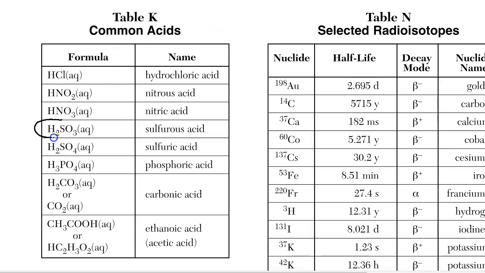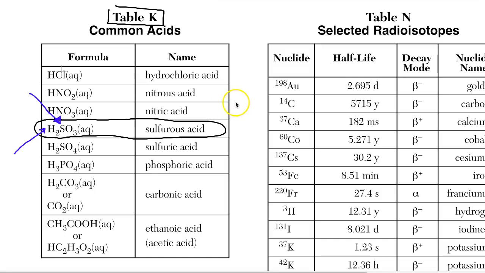There's a list of common acids in table K, and that's all they're asking you to do. Do you know there's a table called table K that lists common acids, and do you know to look that up? Because it's not part of the curriculum to know how to name acids. If you were to name this by its IUPAC name, this is hydrogen sulfite, and SO3 is listed in table E.